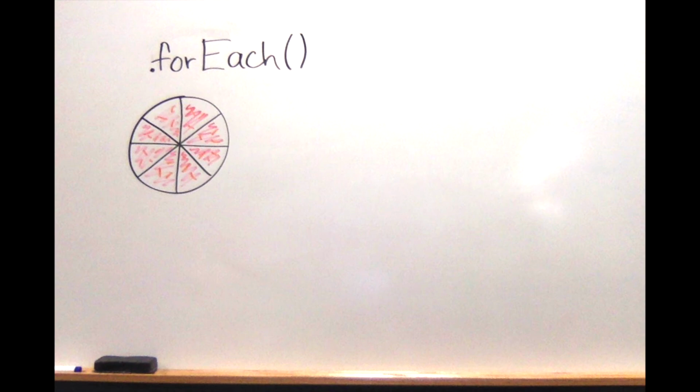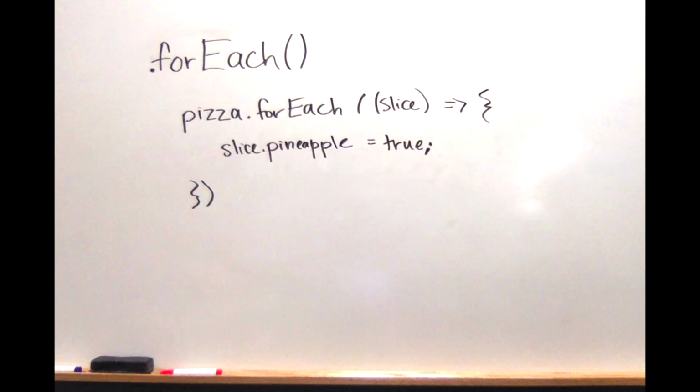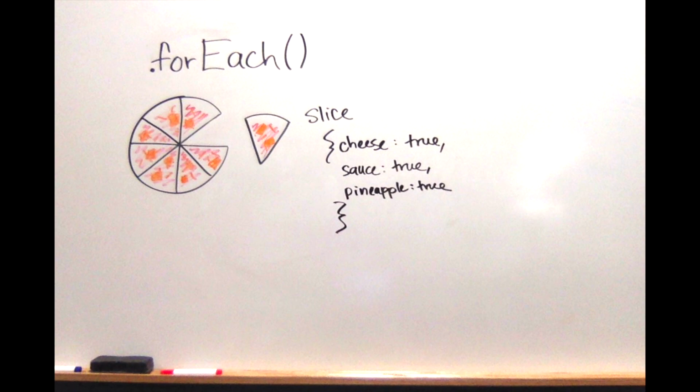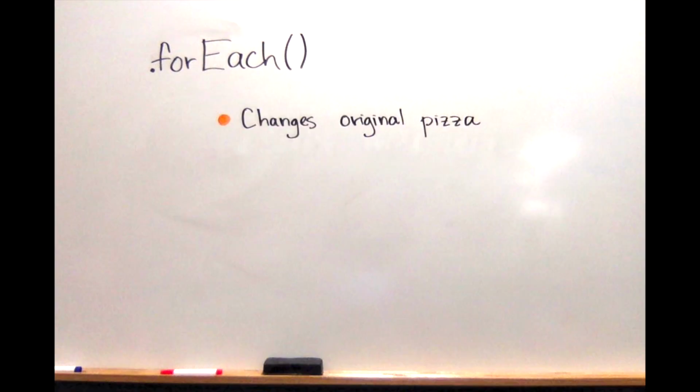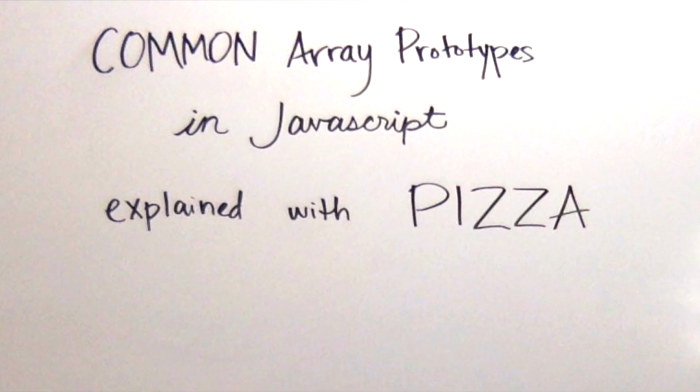So, to recap, our pizza is a collection of slices. Each slice contains information. We run our pineappling forEach and wind up with a pizza whose slices each have a new topping. forEach makes changes to the original pizza, and therefore we don't need to return anything. So there you go, forEach.